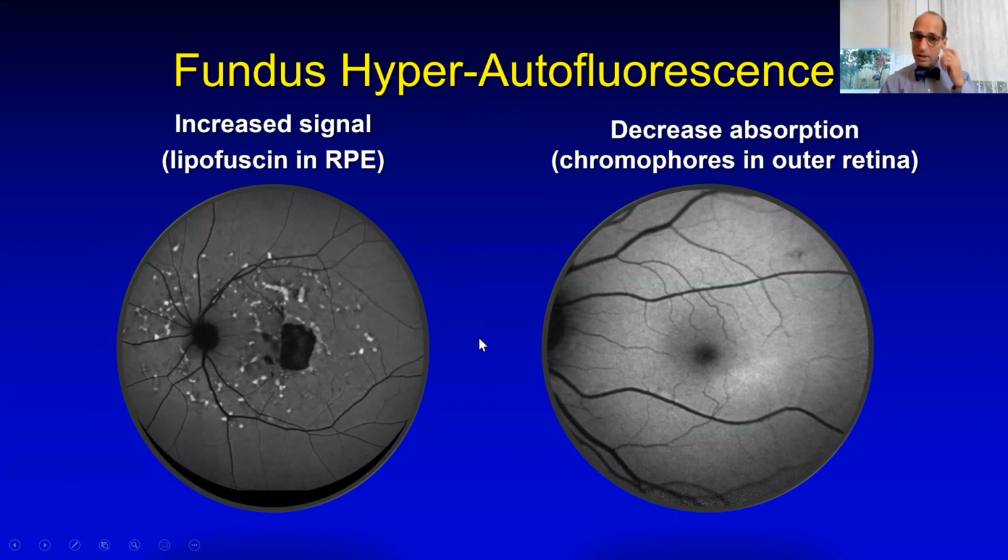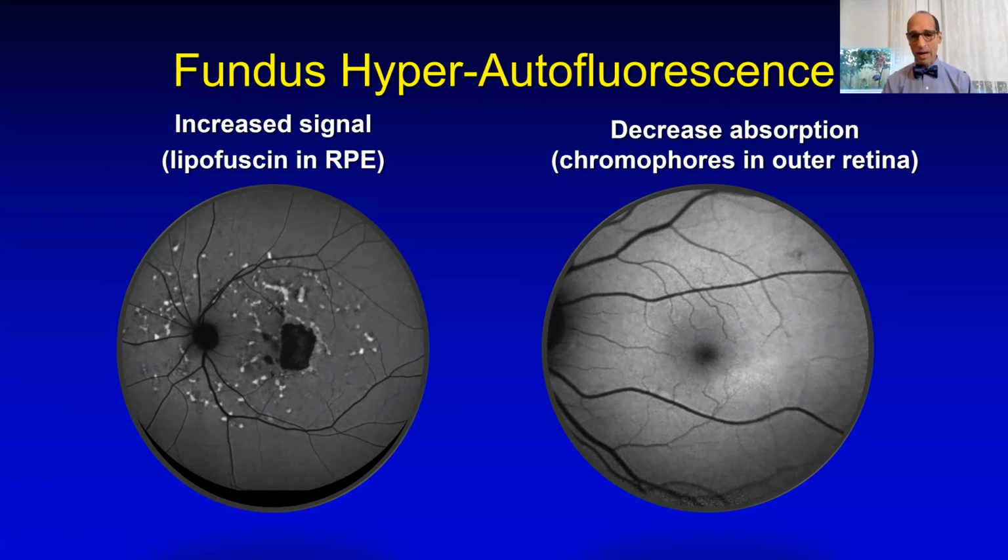There are a couple of causes of hyperautofluorescence. The two main causes are increased signal, which is lipofuscin in the RPE. This is a patient with Stargardt's disease. They've got all this buildup of lipofuscin, and you're seeing these bright areas which are hyperautofluorescent. The other one, which is a little confusing, is that you can get window defects in the outer retina. The outer retina absorbs fluorescence because of all the chromophores.